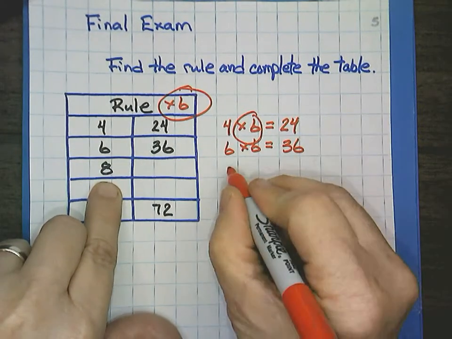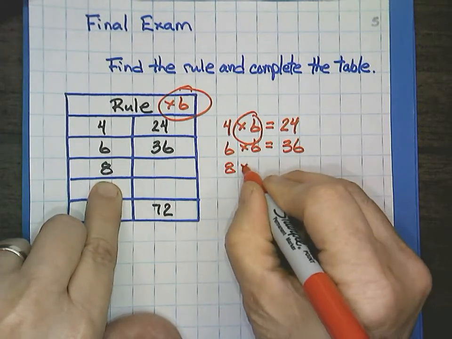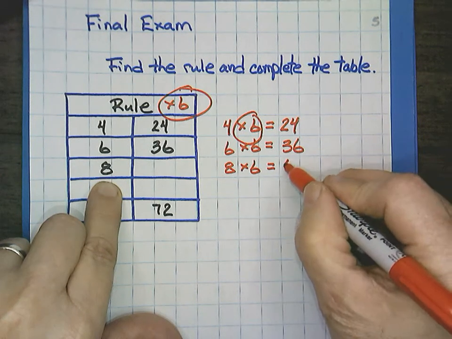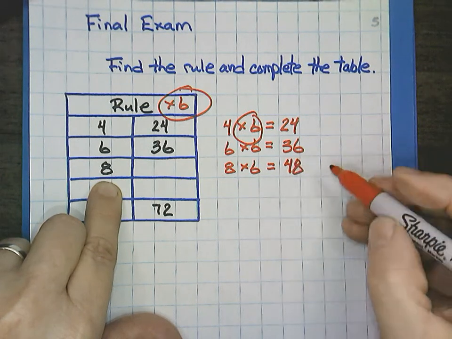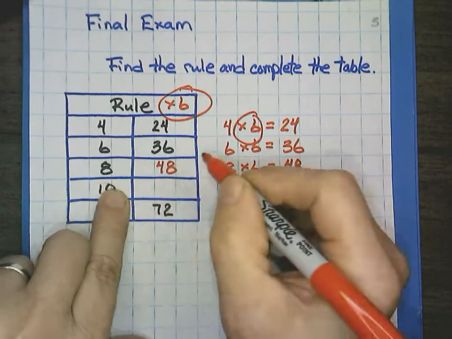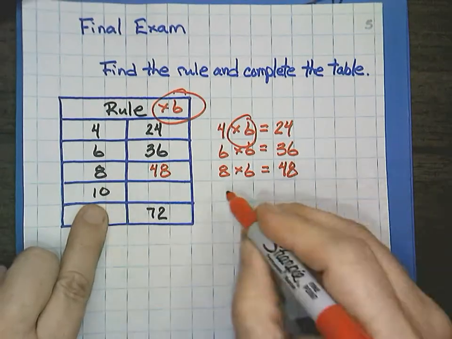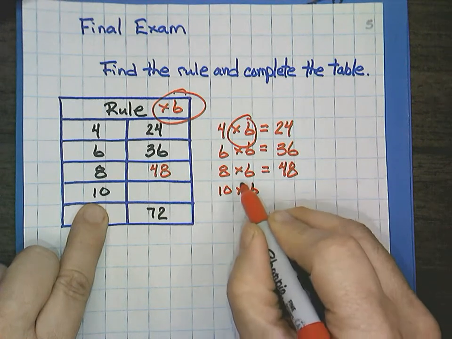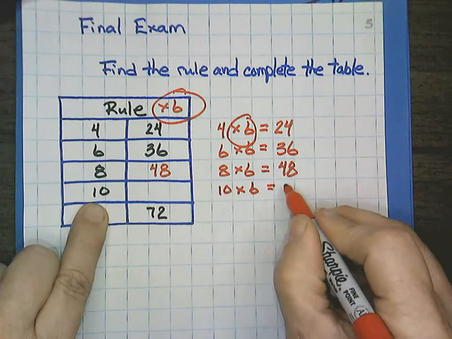All right, 8 times 6 would be equal to 48. 10 times my rule of times 6.